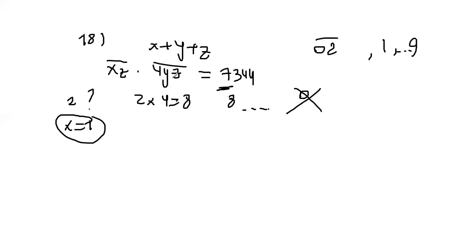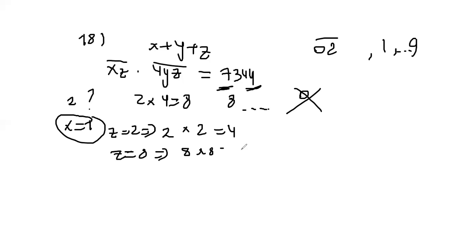Now let's come up to z. z we can define by the final number. Our final number is 4. Now let's think which numbers can give us product 4. So it can be, of course, z equals 2. 2 times 2 is 4. Or z can be equal to 8. You can see 8 times 8 is 64. So again, it ends with 4. So the number you multiply by itself is either 2 or 8.